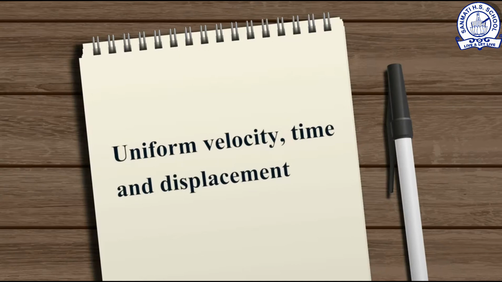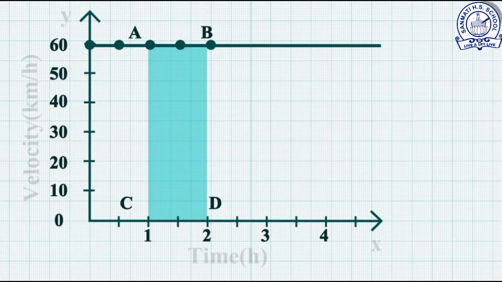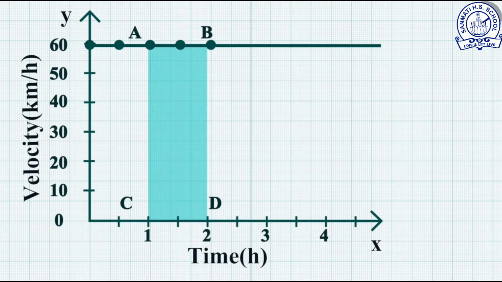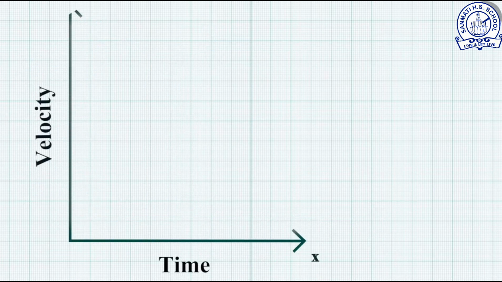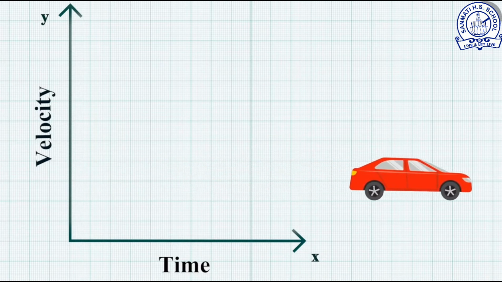Earlier, we studied the relation among uniform velocity, time and displacement. That is, velocity is equal to displacement upon time, or displacement is equal to velocity multiplied by time. Hence, the area enclosed by the velocity time graph and the time axis is equal to the magnitude of the displacement. As the car is moving in a single direction, the magnitude of displacement is equal to distance covered.